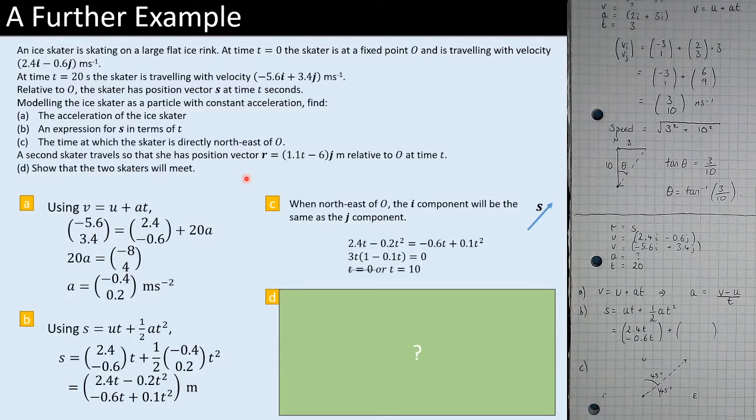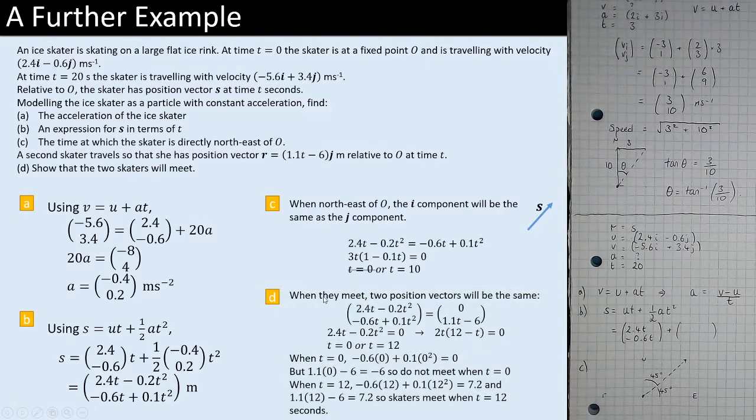We want to show that the two skaters will meet. Okay, well, if they'll meet, that means that the position vectors will be equal at a particular point, and then we will want to find out what the value of t is from that. Okay, so if they meet, the two position vectors will be the same.